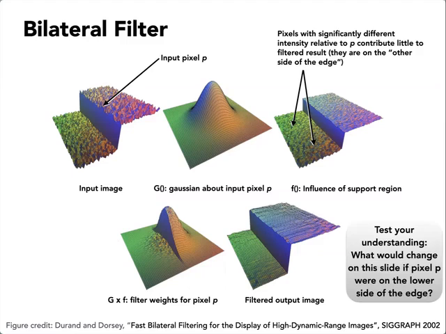One way that I encourage you to test your understanding as you review this later is to ask yourself, what would change on this slide if this pixel P here, instead of being on the high side, were at almost the same location, but just on the other side of the edge? What would change on this slide if it was down here? A hint is that this isn't going to change, but this function here is going to change a lot, and this one here is going to change a lot. Okay, so test your understanding later by reviewing that.